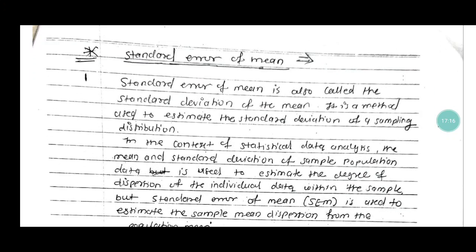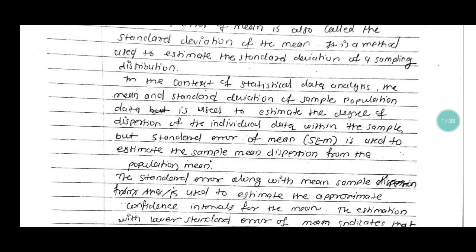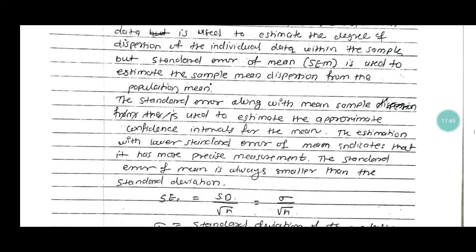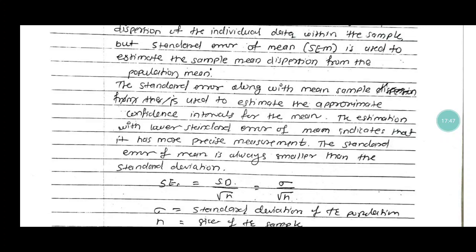And the standard error of the mean. The standard error of the mean is also called the standard deviation of the mean. It is a method used to estimate the standard deviation of a sampling distribution. It is also used to estimate the dispersion of the sample mean from the population mean, and along with the sample mean, it is used to estimate the approximate confidence interval for the mean. An estimate with a lower standard error of the mean indicates a more precise measurement. The standard error of the mean is always smaller than the standard deviation.